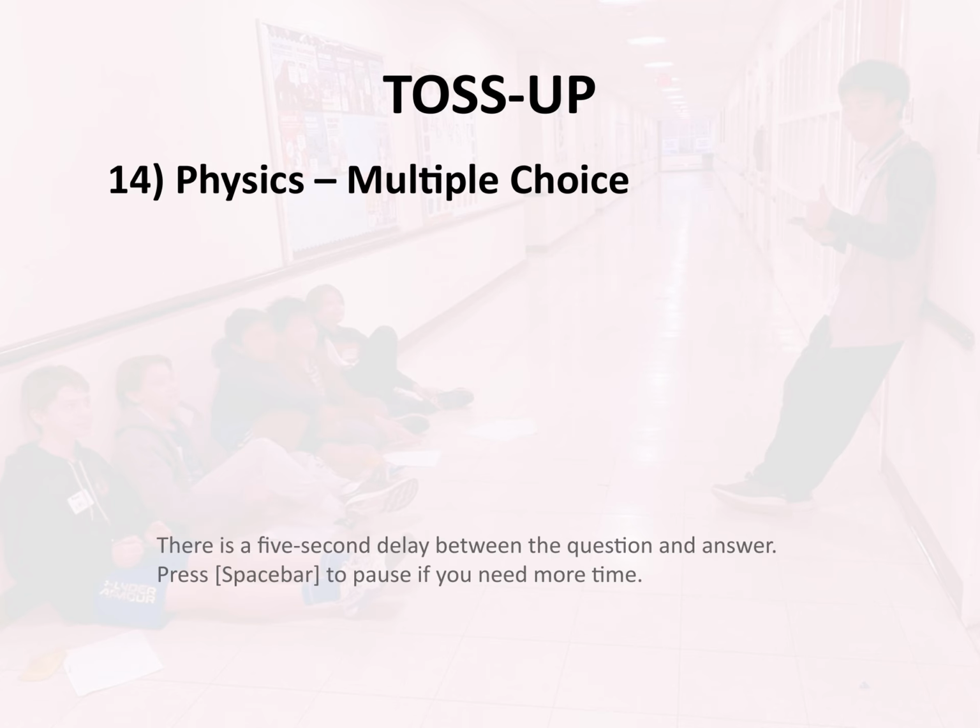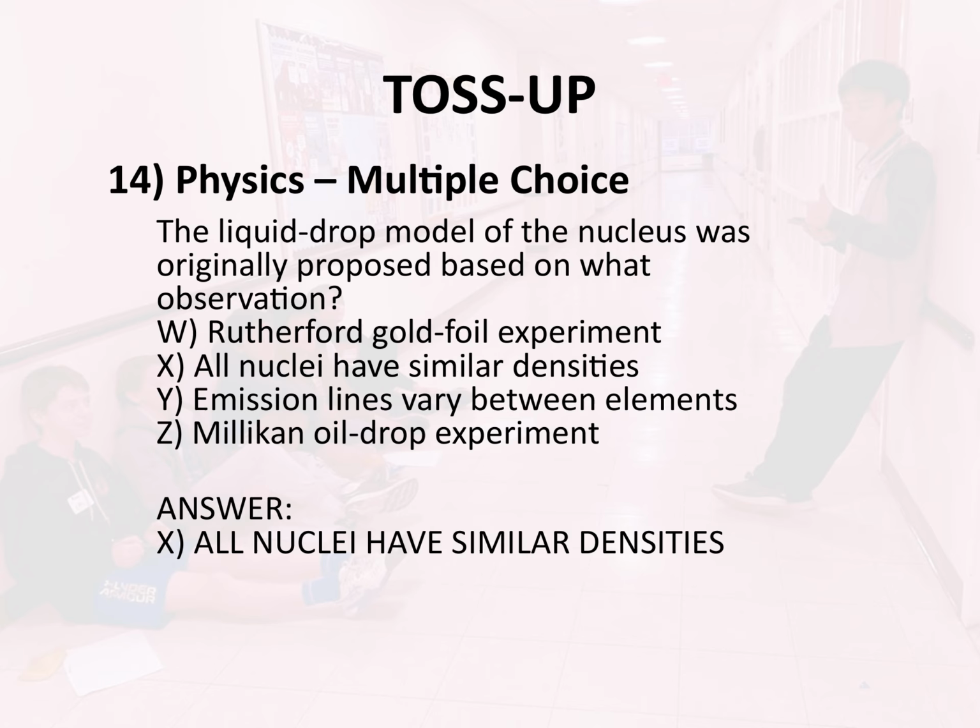Toss-up 14. Physics, multiple choice. The liquid drop model of the nucleus was originally proposed based on what observation? W. Rutherford gold foil experiment. X. All nuclei have similar densities. Y. Emission lines vary between elements. Z. Millikan oil drop experiment. Answer. X. All nuclei have similar densities.